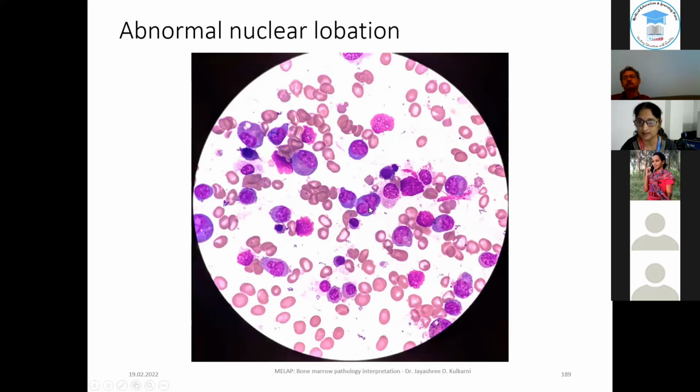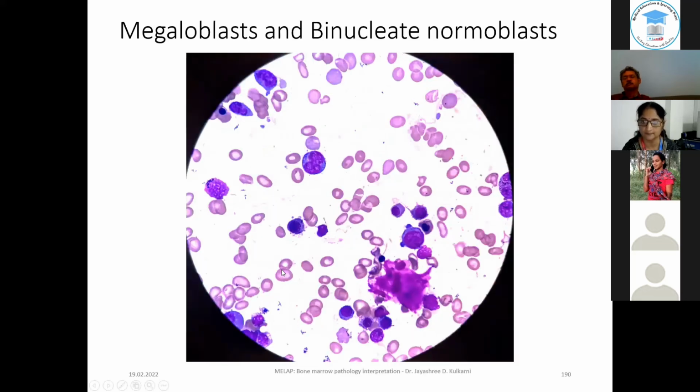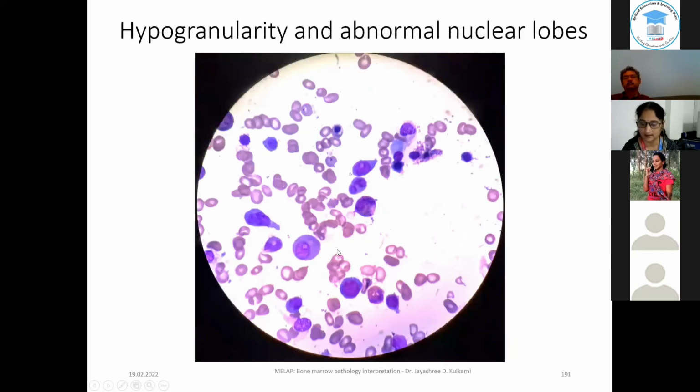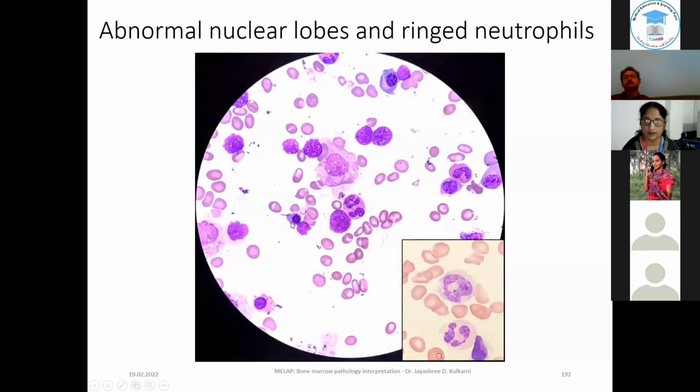Erythroid cells with a lot of nuclear abnormality. Myeloid also, the granules, I am not happy with the granules. Nuclear morphology again showing dysplasia. A binucleate erythroid cell. Megaloblastic change, hypogranularity, nuclear abnormality. A normoblast with a Howell-Jolly body. Look at this, very abnormal nuclear morphology. You could also get ring neutrophils.